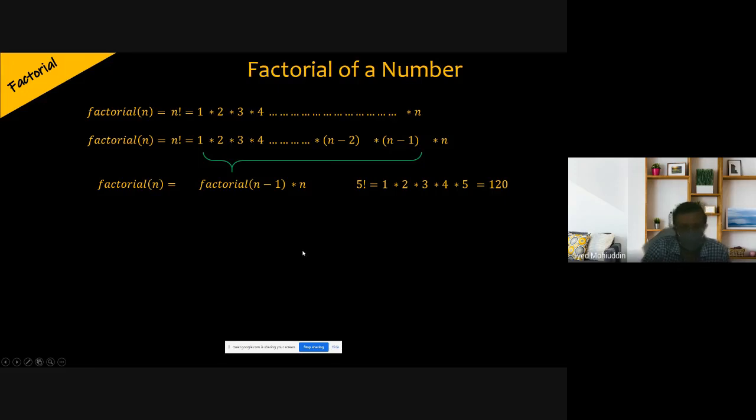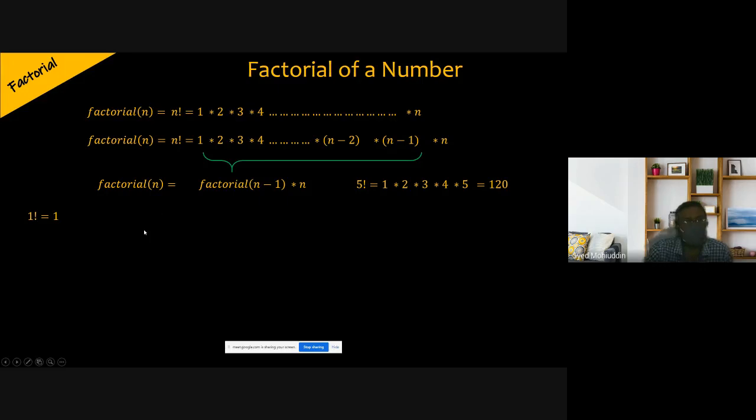Now, before we derive the relationship, let us say we have factorial of 5. You can compute factorial of 4, factorial of 3, factorial of 2. But what about factorial of 1? Factorial of 1 will be 1 itself. Then what about factorial of 0? Factorial of 0 is also mathematically 1 itself.